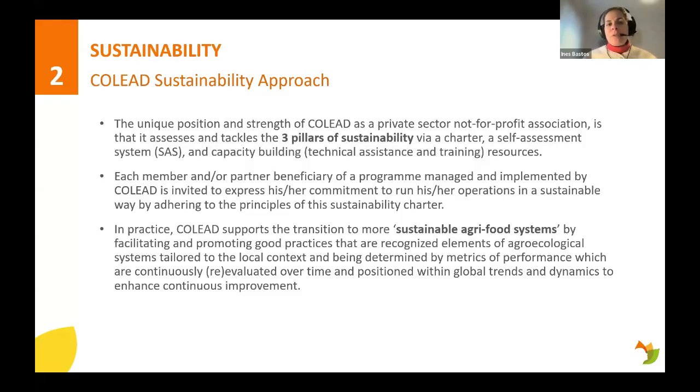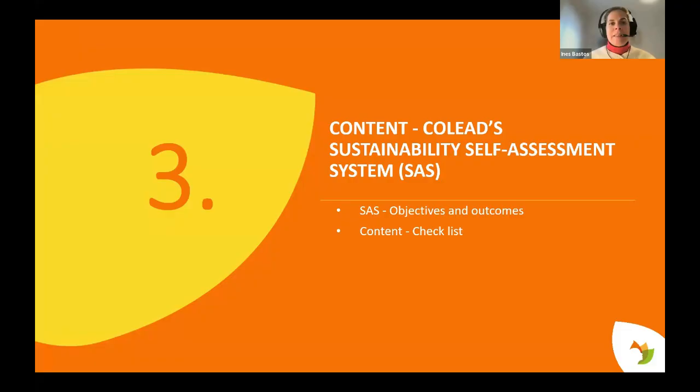In practice, COLID supports the transition to a more sustainable agri-food system, and this is key for the SAS and the work we do in the context of this important tool. It is in fact mandatory for companies and structures that apply to programs of COLID that want to have a further level of support by COLID. It's really mandatory for a certain level of engagement within the scope of COLID programs.